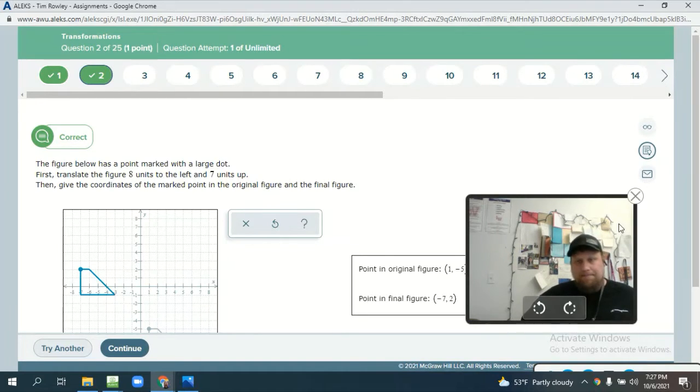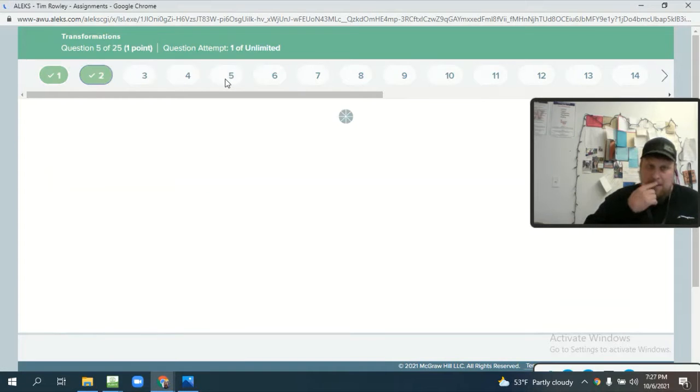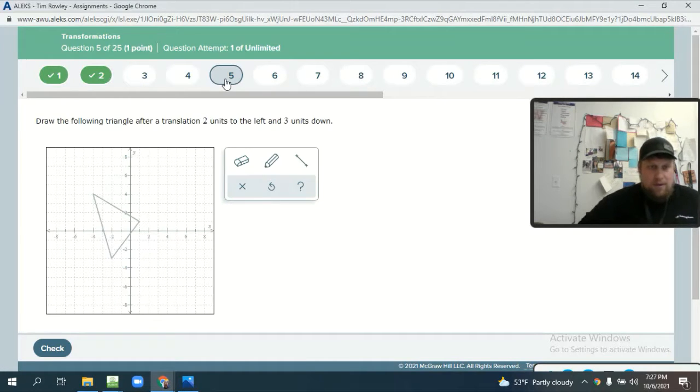All right. And move this over. Let's take a minute, and I want to now skip over to problem 5. We're still doing translations, but now we're going to do a drawing, and I want to demonstrate how to do this. So again, I think you guys got the translation. We're just moving certain places. But if we're translating a figure, we have to translate each of the points. So draw the following triangle after a translation of 2 units to the left and 3 units down.